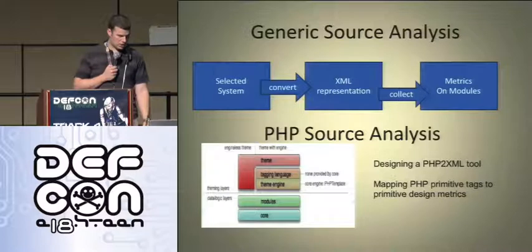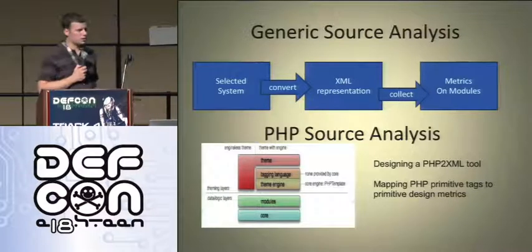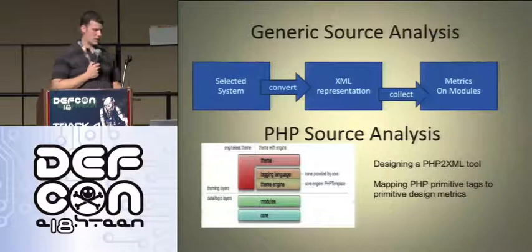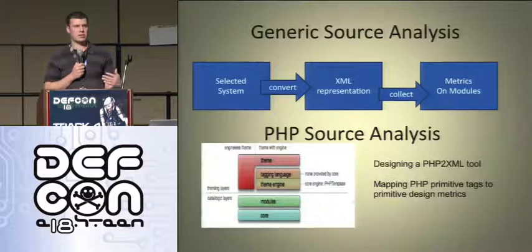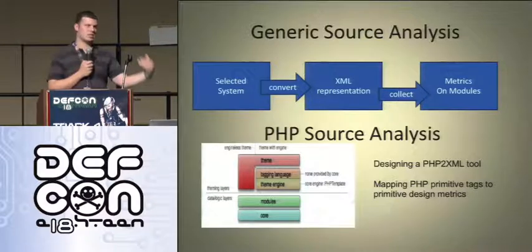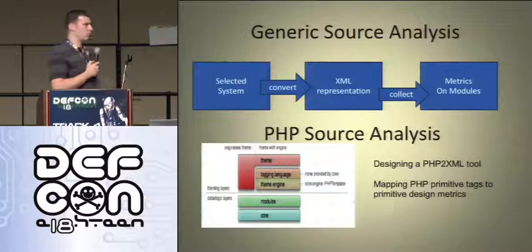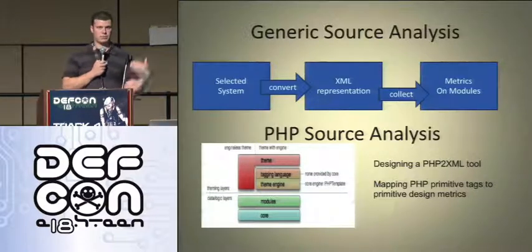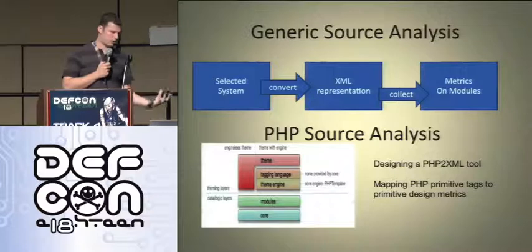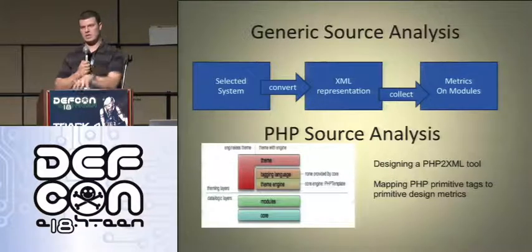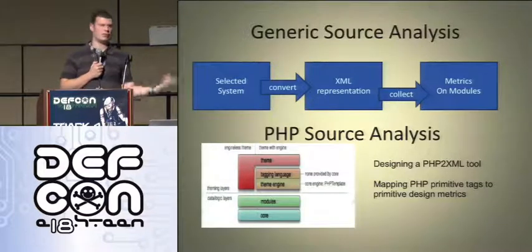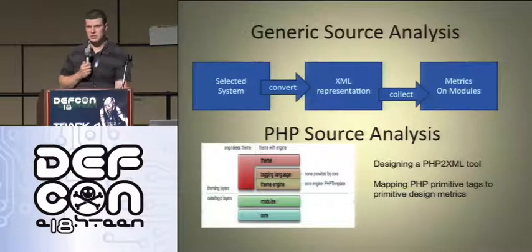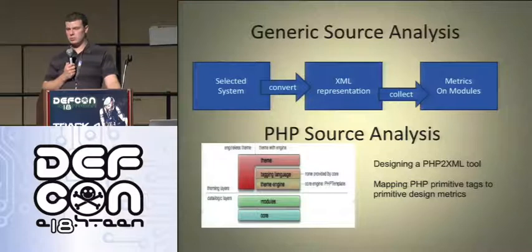And on our PHP source code analysis, Dolores is still designing the PHP to XML tool. Basically we have this XML definition, a generic definition. So let's say you had C or Java or PHP or Perl or whatever. Instead of actually scanning through Perl, you have a parser that converts it into a standard XML definition, and then the metrics are run on that. So if we need to add a new language for our metrics, we just write a new parser that converts it over to this XML definition. That way we're not language specific.